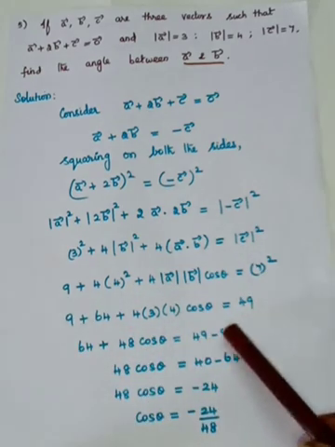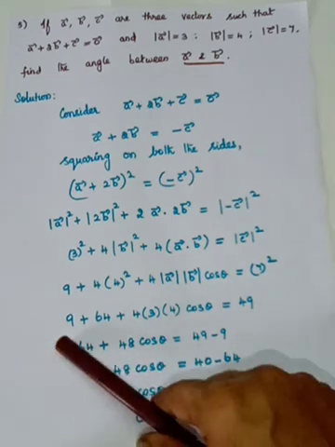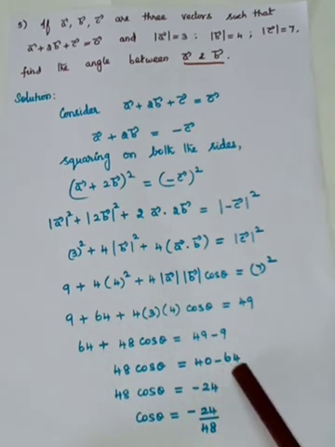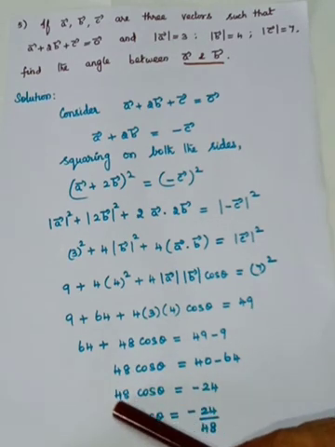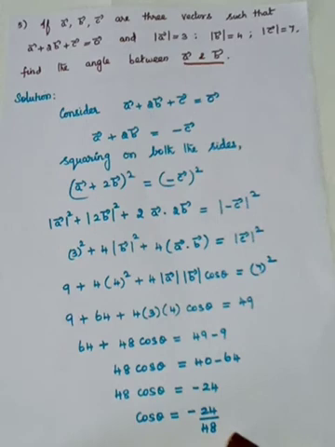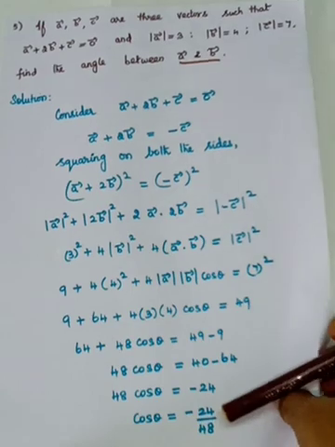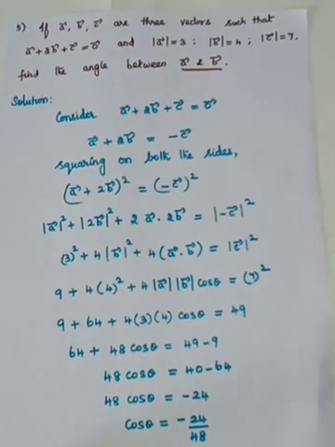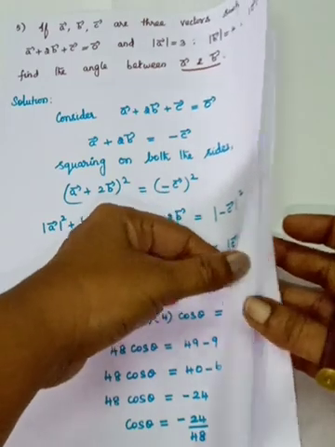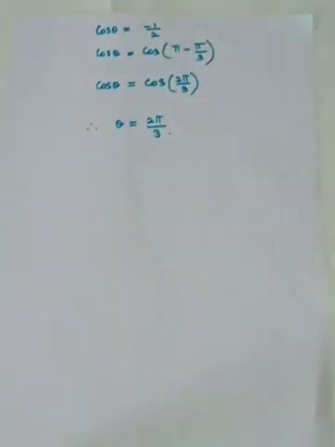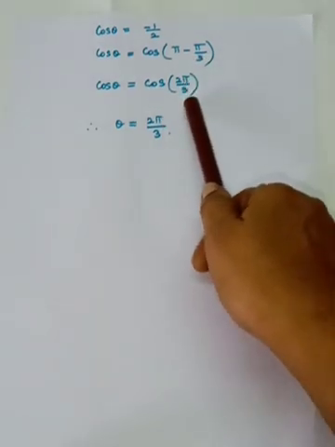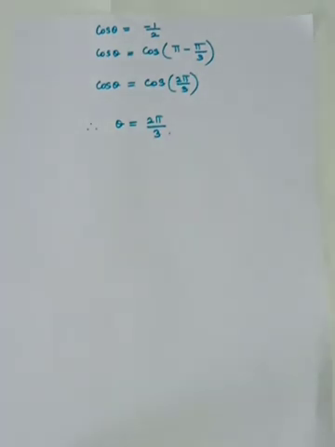Bring this 9 to the other side: 49 minus 9 is 40. Bring the 64 also to the other side: 40 minus 64 is minus 24. The 48, when it goes to the right side, will come in the denominator. So cos theta is equal to minus 1 by 2. Okay, already we have seen cos theta is negative, so it lies in the second quadrant, so it can be written as cos of pi minus pi by 3. So it will be cos 2 pi by 3. Therefore theta is equal to 2 pi by 3. So the angle between A vector and B vector is 120 degree. Thank you, students.